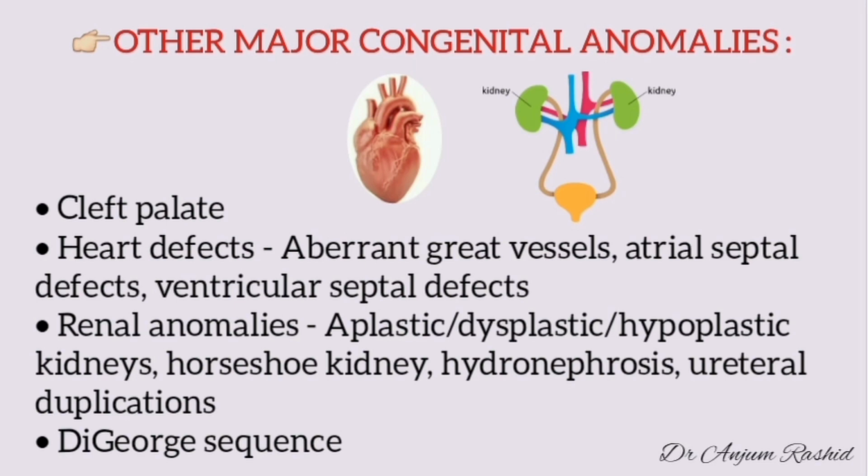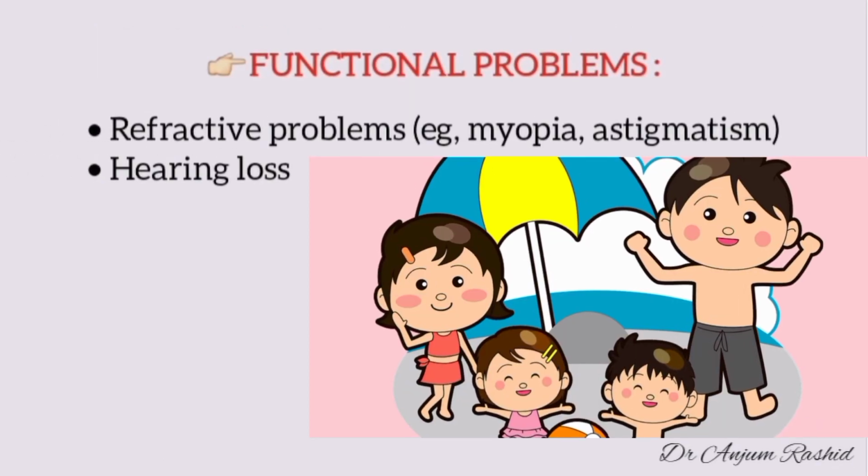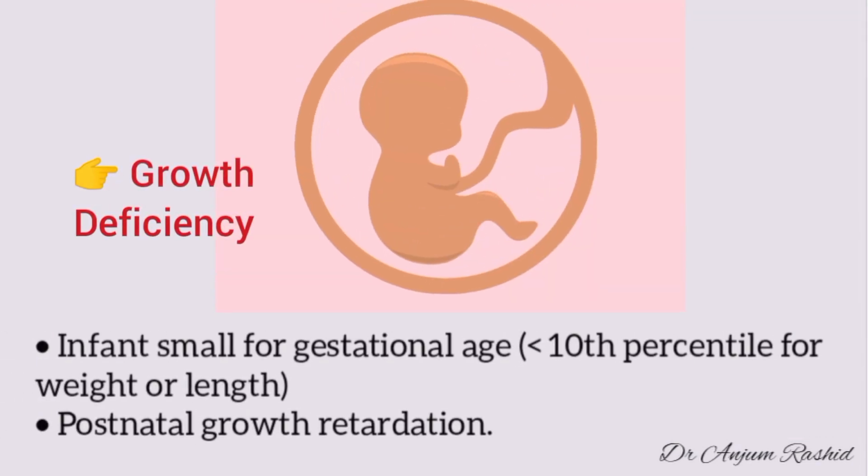Renal anomalies may be present, especially aplastic, dysplastic, or hypoplastic kidneys, horseshoe-shaped kidney, hydronephrosis, or urethral duplication. There may be DiGeorge sequence. There may be refractory problems such as myopia or astigmatism. There may be hearing loss in these children. In fetal alcohol syndrome, growth deficiency is also prominent. Infants are small for gestational age, that is, less than the 10th percentile for weight or length, and there is also postnatal growth retardation.